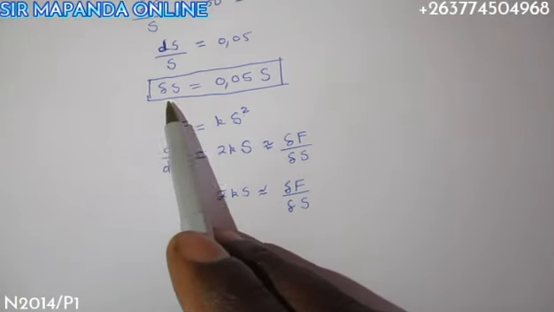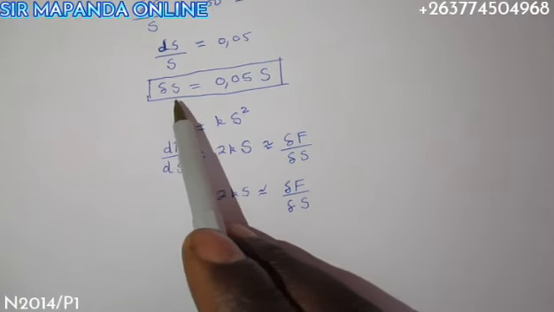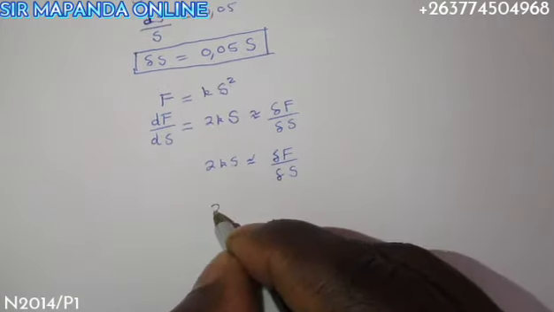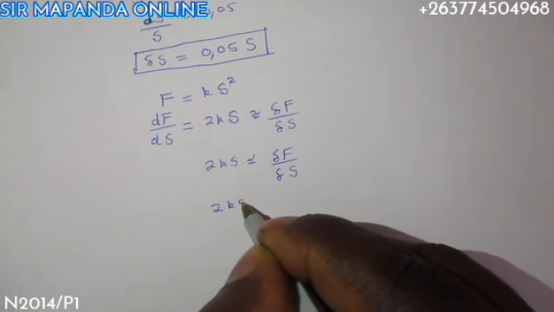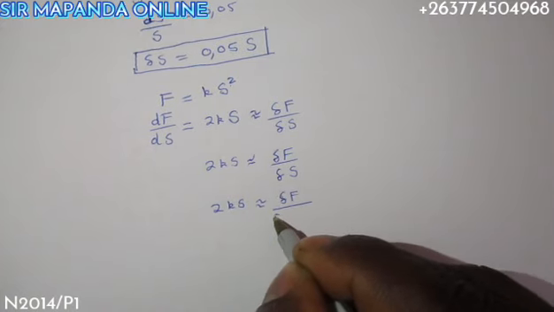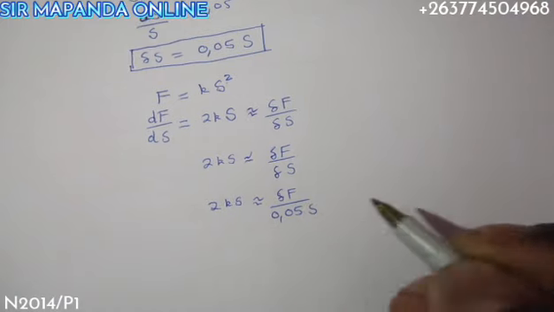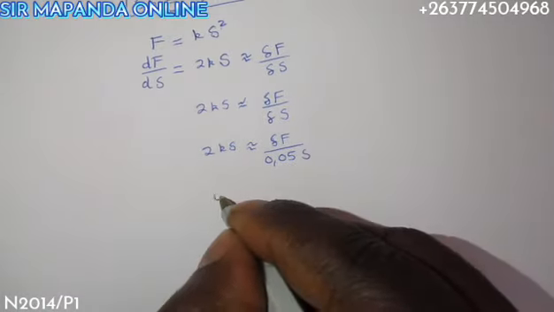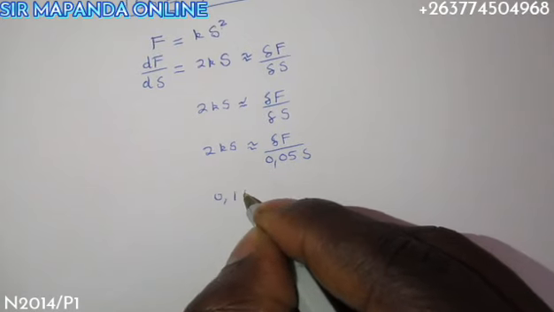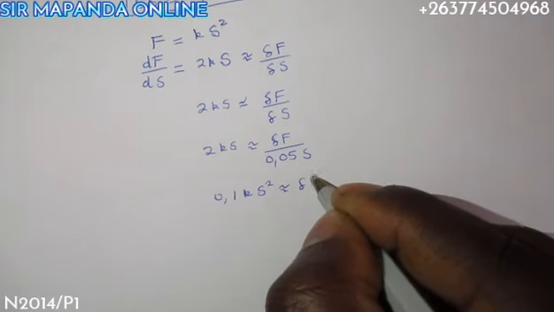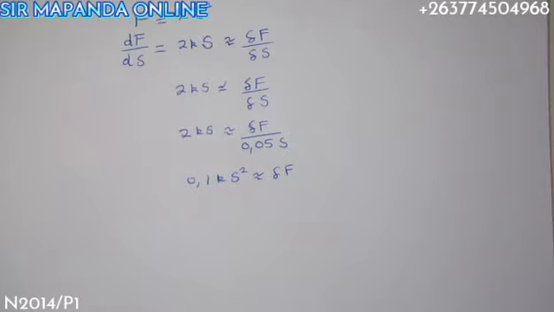So remember, we have made delta s the subject of the formula, and we got 0,05 s. So it means 2ks is approximately equal to delta f over 0,05 s. Then you cross multiply. So if you cross multiply, what is 2 times 0,05? You get 0,1 k s squared is approximately equal to delta f, something like this.